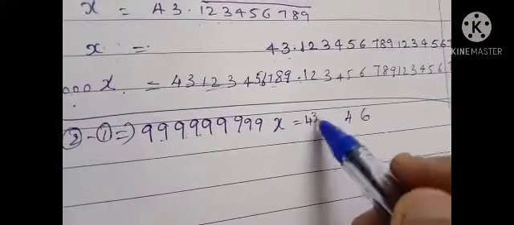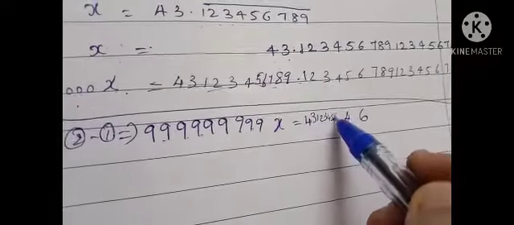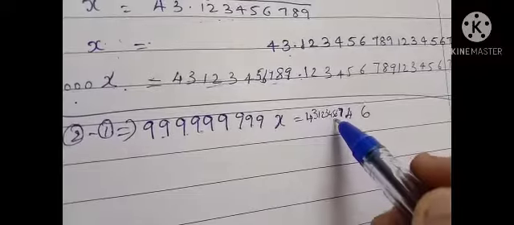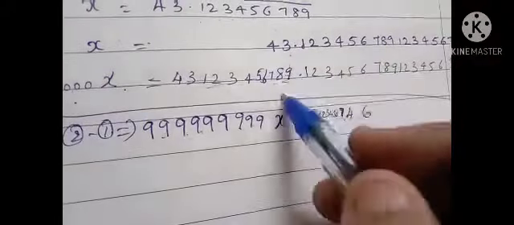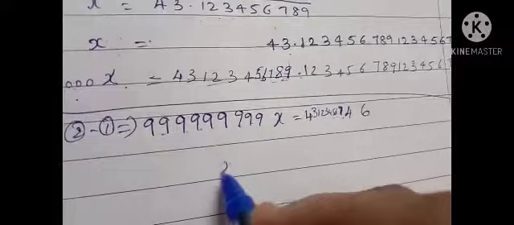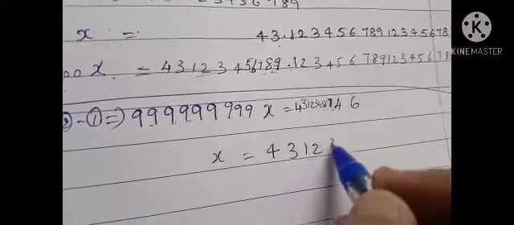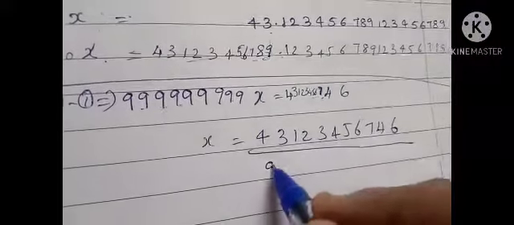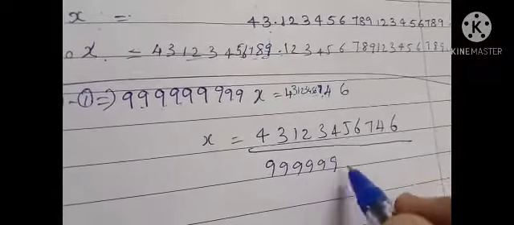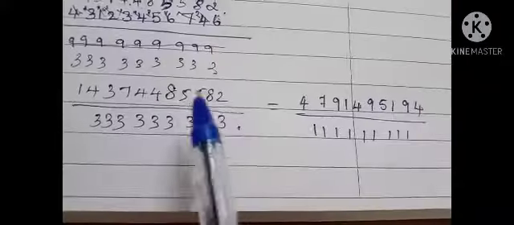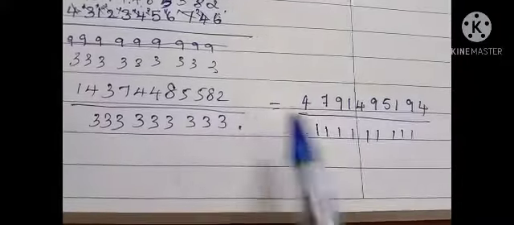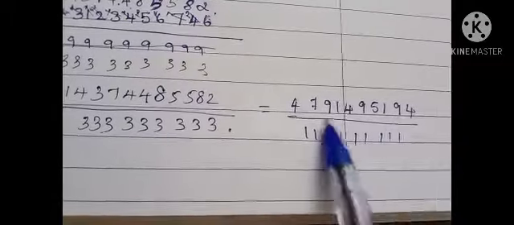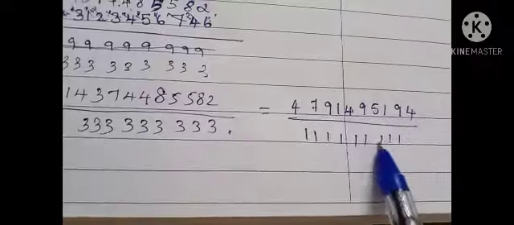So 431234567 minus 431234567, the same digits, cancel, and we get 46. Then x equals 431234567 46 divided by 999999999. Again cut both the numerator and denominator by 3. Then we will get 143744855 ... by 333333333.